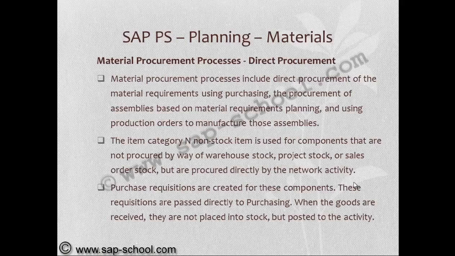The item category N, that is non-stock item, is used for components that are not procured by way of warehouse stock, project stock or a sales order stock, but are procured directly by the network activity. These components will not be considered in inventory management and are directly consumed at the receipt.